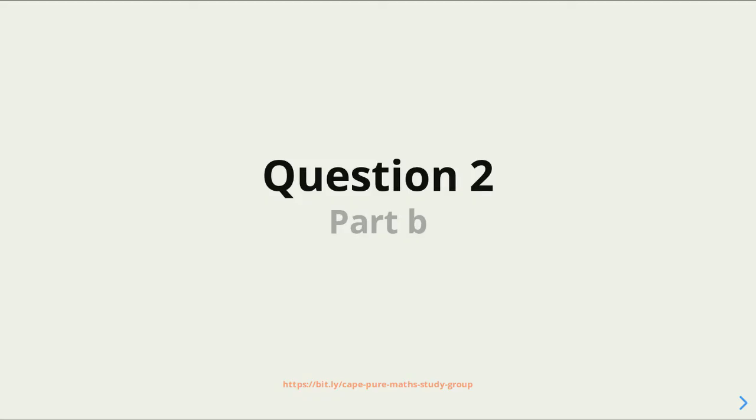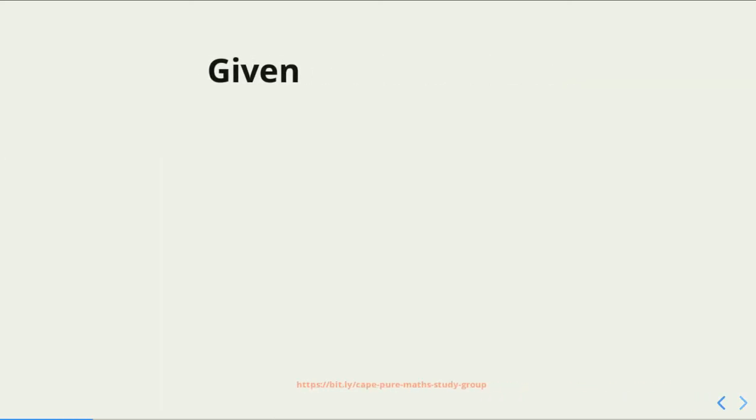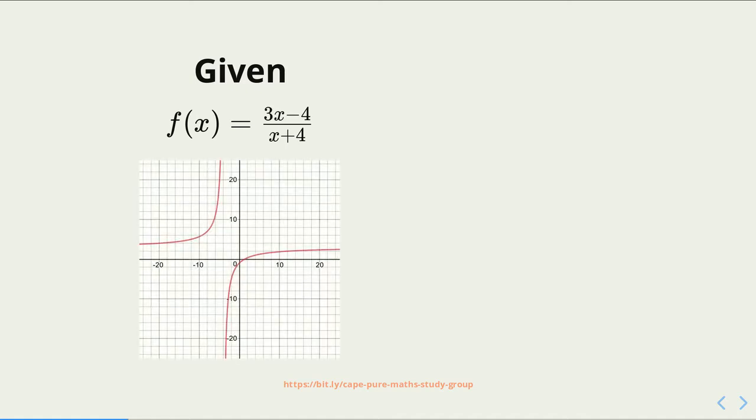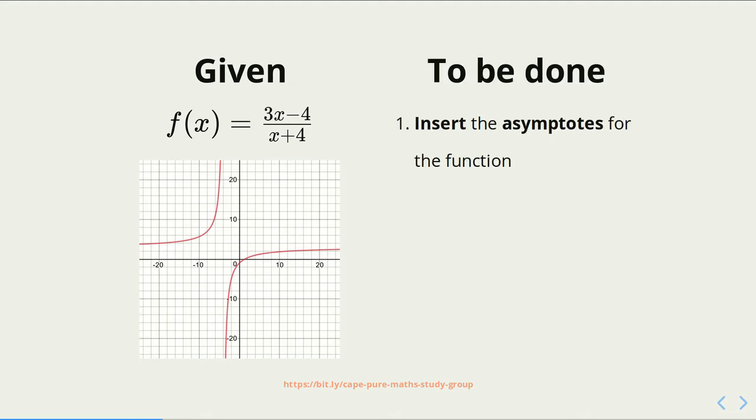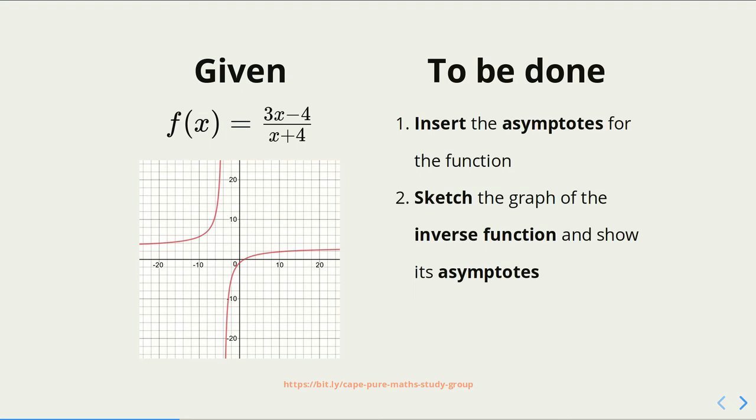Okay, so today we're tackling question 2 part B. In this question we are given a rational function f of x equal to 3x minus 4 on x plus 4, and a diagram that shows the graph of f. We are asked to do two things. First, we want to insert the asymptotes for the function f, and second, we want to sketch the graph of the inverse of f and show its asymptotes.